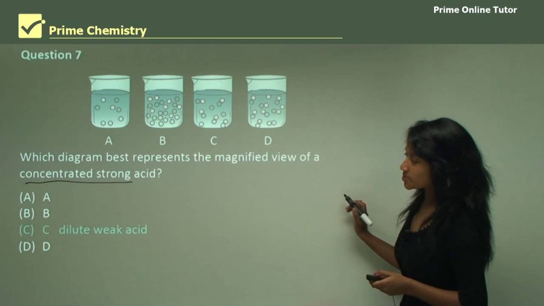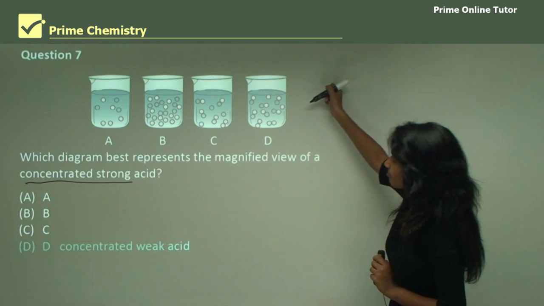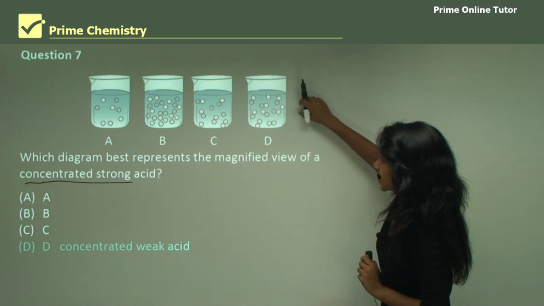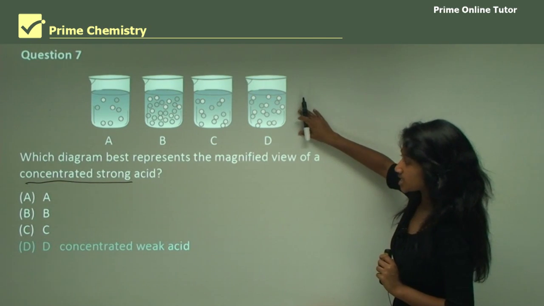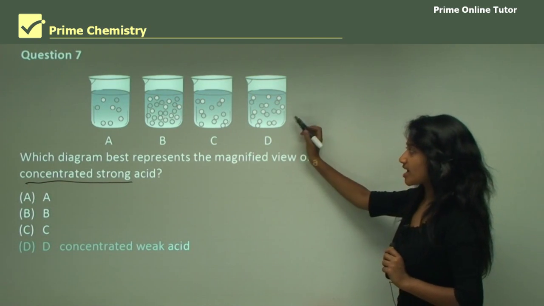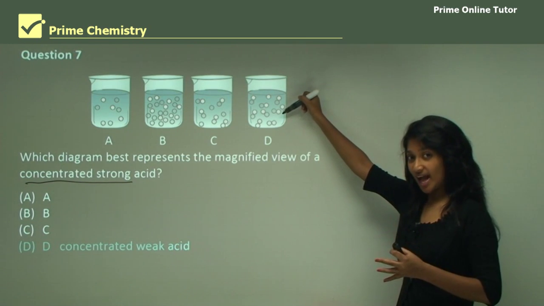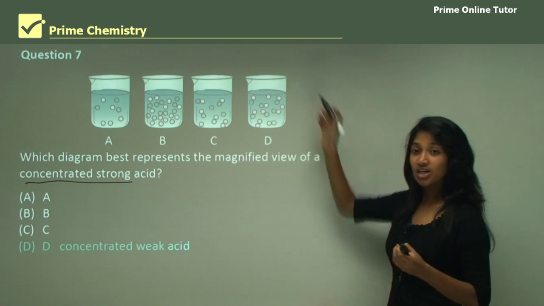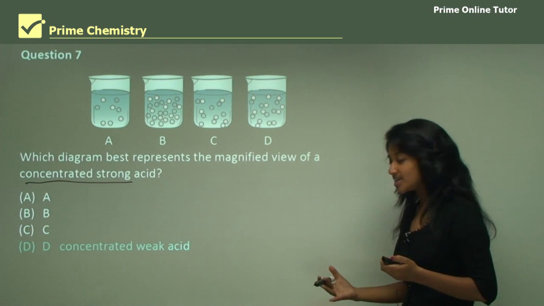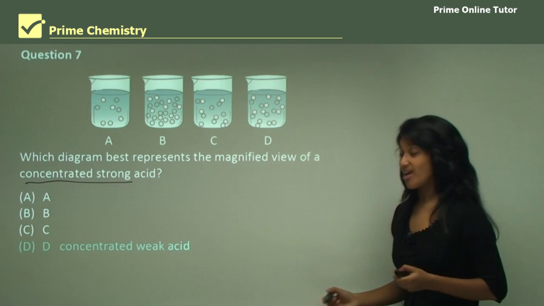Now moving on to option D. This is our option D. Now option D is a concentrated acid, however is it a strong acid? To find that out, we look at the molecules. We still have these molecules that are intact. So we still have acid molecules that are intact, meaning not complete ionization has occurred, therefore it's a weak acid. That makes option D incorrect.